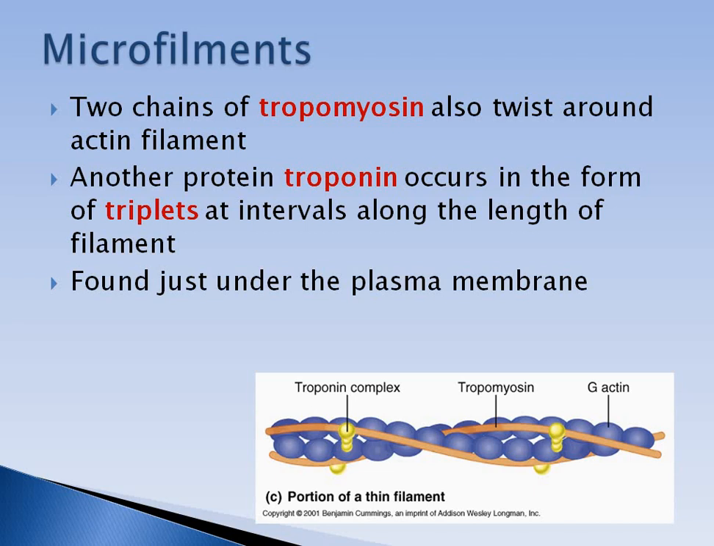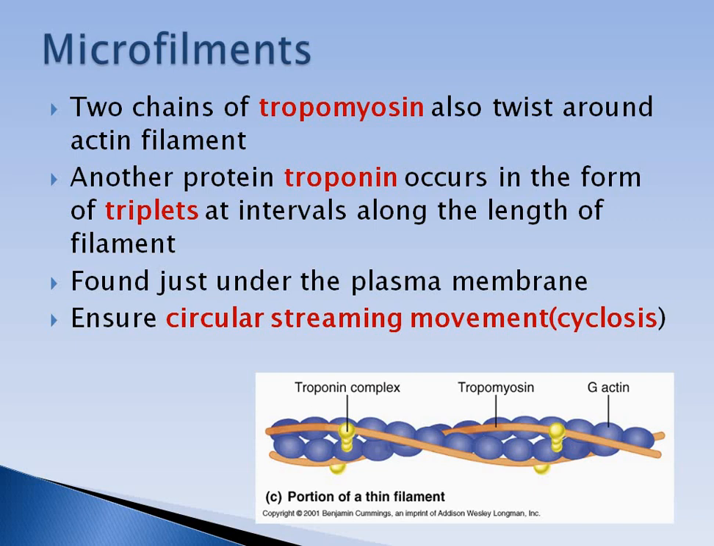Microfilaments are present just under the plasma membrane, so they provide support to the plasma membrane. Microfilaments also help in the circular streaming movement or cyclosis. Remember, we had seen that the cytoplasm has the ability to move, due to which organelles and other components in the cytoplasm can move from one place to the other.